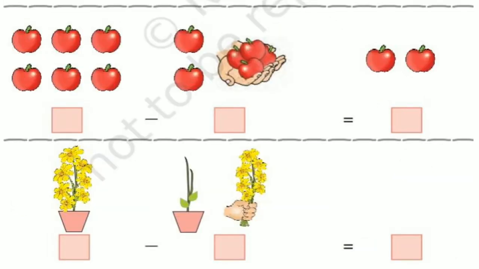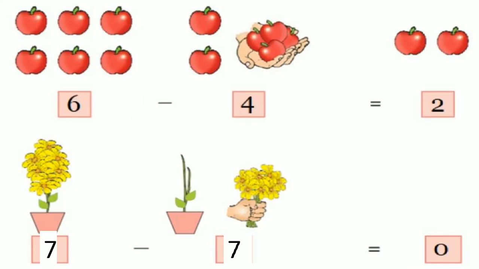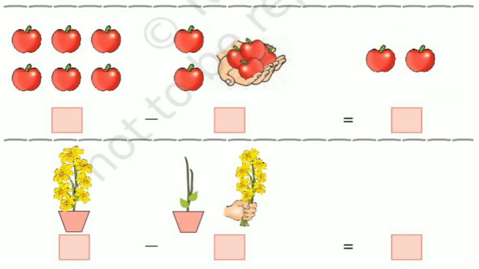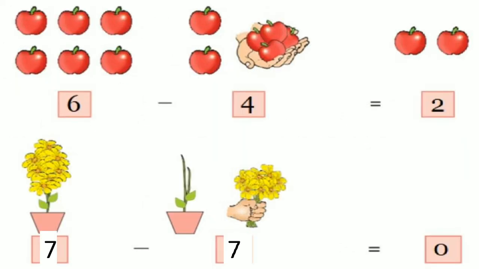Next, here you can see some apples. How many apples are there? 1, 2, 3, 4, 5, 6. There are 6 apples. If we take away 4 apples, how many will be left? 6 minus 4. So among 6 and 4, 4 is the smallest number. So let us count from 4 till 6. 5, 6. So how many numbers did we count? 2 numbers. So 6 minus 4 is 2.